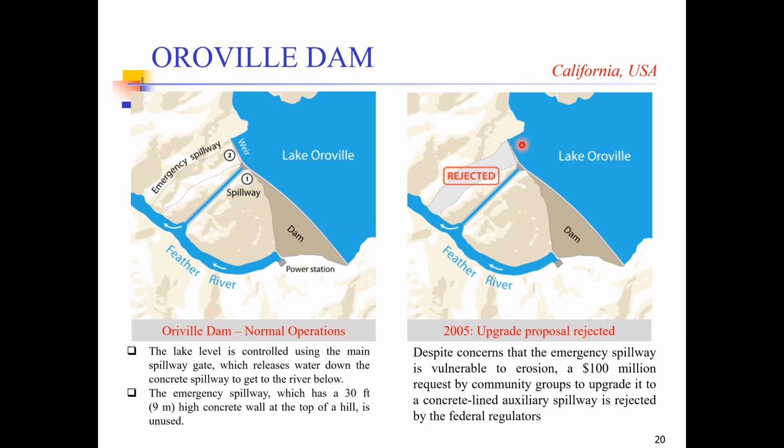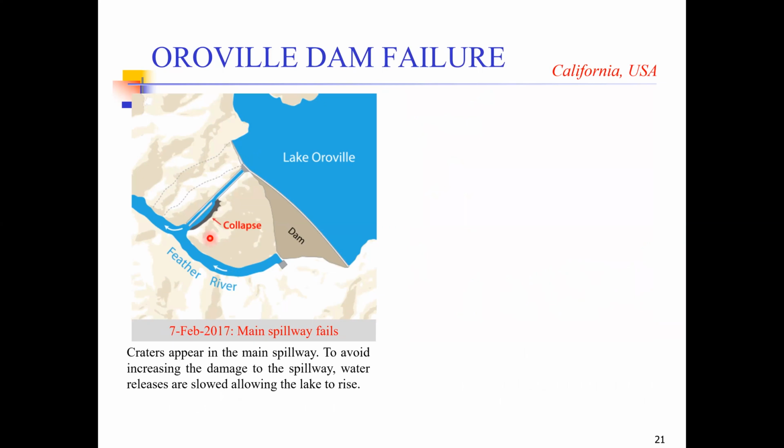In February 2017, which was just 2-3 years ago, there was some collapse observed in the main spillway. Once there was some problem with the main spillway, obviously they had to close it. And if they are closing the main spillway, the water which was previously going downstream from the main spillway obviously had to go from this emergency spillway over here.